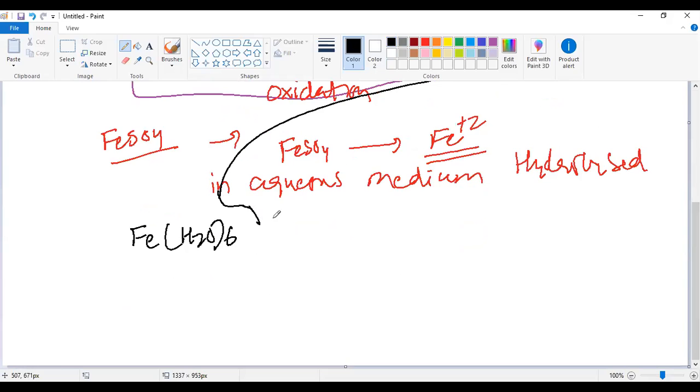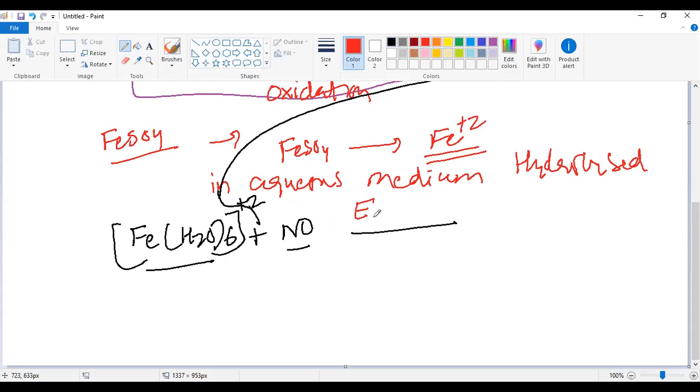So here we have got this NO. This NO reacts with the hexa-aqua iron(II). This is plus 2. Now here a wonderful reaction takes place, which is known as the electron transfer.